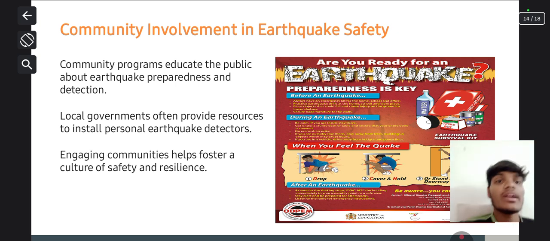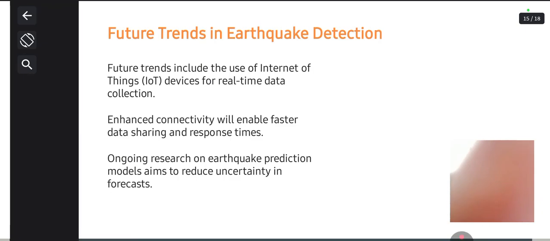Next, are you ready for an earthquake? Preparedness is key, before an earthquake and during an earthquake, when you feel the quake. ODPEM has issued key awareness guidance for earthquakes. Community programs educate the public about earthquake preparedness and detection. Local government often provides resources to install personal earthquake detectors. Engaging communities helps foster a culture of safety and resilience.